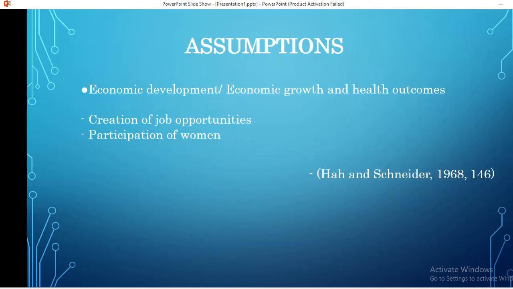So, now I'd like to talk about assumptions in the economic development or economic growth and the health outcomes. One of the major advantages of the project was supplying water and sanitation facilities to the rural areas of the country. The people were benefited individually and the development was decentralized. This led to benefiting the health of the population and contributed to the economic growth. The project also created a lot of job opportunities for people.